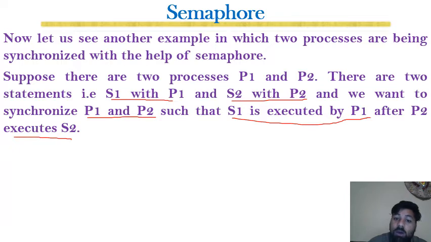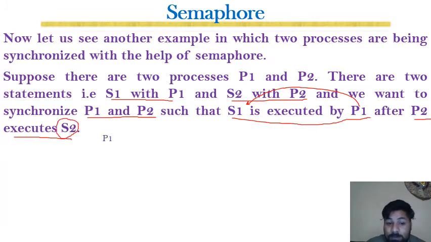Alright, so actually we are ordering the processes, or we are restricting the processes so that a statement will be executed only if some other process executes some other statement. So here we are restricting process P1, that P1 should execute S1 only if P2 executes S2. It means that if P2 has not executed S2, then P1 will not be able to execute S1.